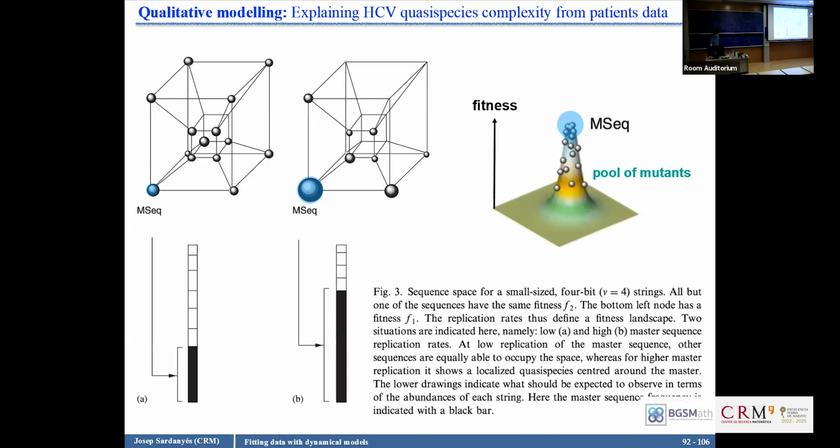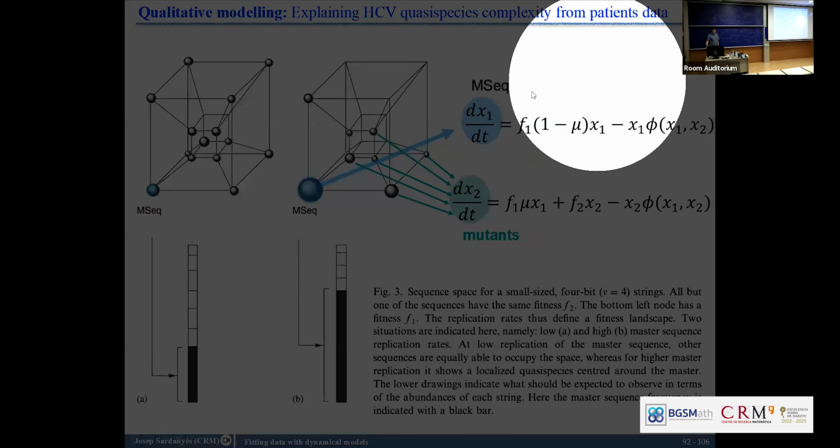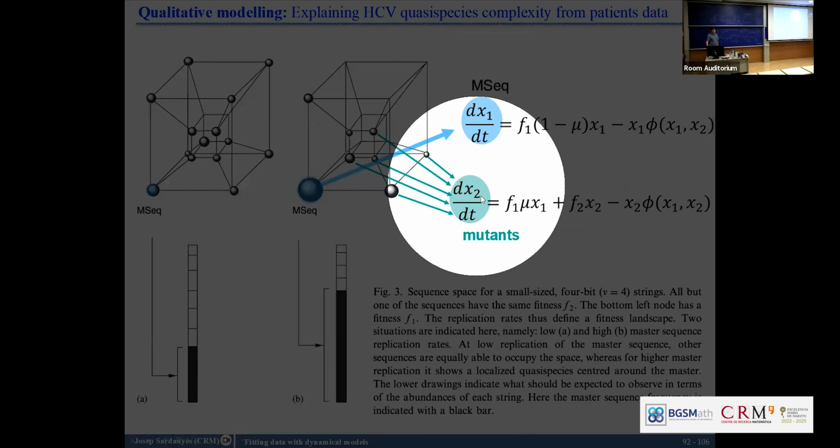So what is this model considering? This model is considering a single peak landscape. Single peak landscape is that we have fitness versus number of mutations. With 0 mutations, we have fitness Fm. Any mutant has a low fitness, Fm, fitness of mutants, that's all. These are the equations. This is a very simple model. It has been studied a lot. Here, X1 is a master sequence, X2 is the pool of mutants.